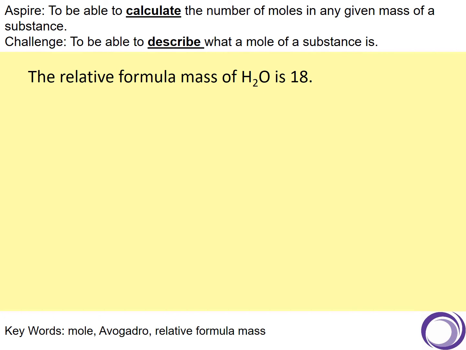So we're going to concentrate on water for now. The relative formula mass of water is 18, as you've just worked out. And we get that by adding 1 and 1, which is the mass of each hydrogen atom, plus 16, which is the mass of every oxygen atom, and that gives us our total of 18.